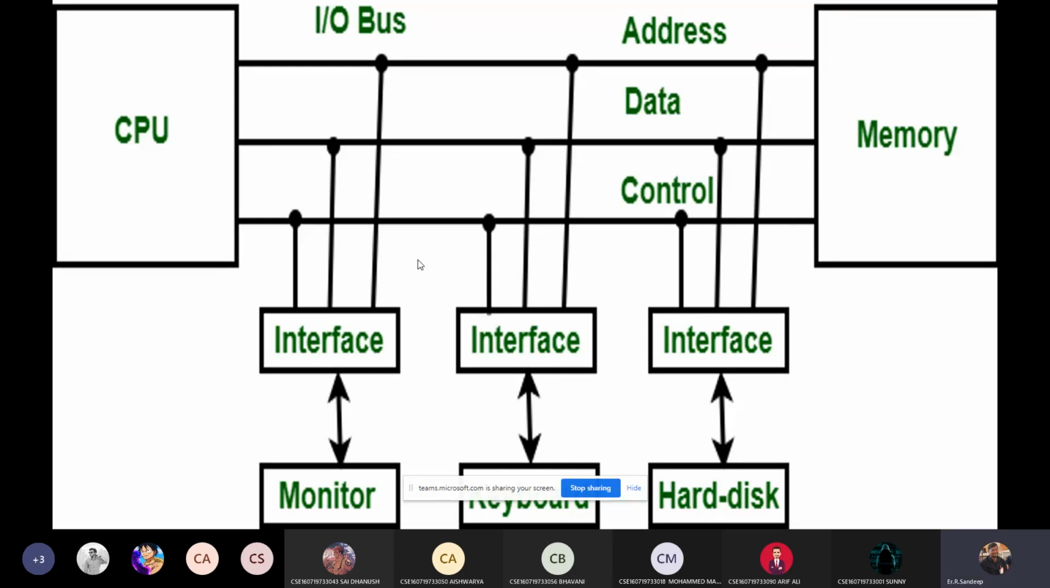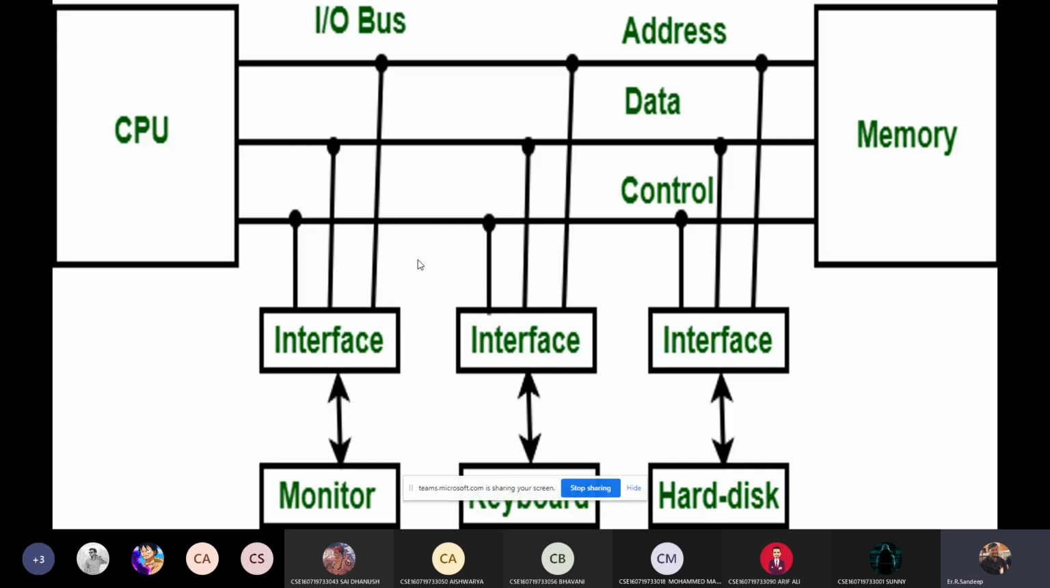The interface will be connected to these three buses, and this interface will be connected to the device which you are using, either a monitor or keyboard or hard disk. So that's the reason we are making use of various cables when we are connecting the devices.